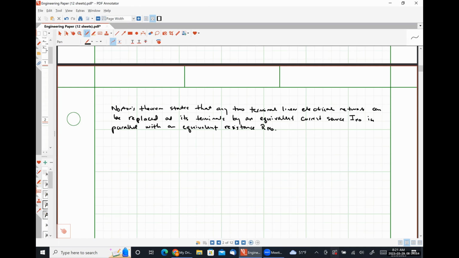Okay. So Norton's theorem says we can replace any two-terminal network with a practical current source, much like Thevenin's theorem says we can replace any two-terminal network with a practical voltage source. There are special rules for determining the current and the resistance that we use in a Norton equivalent circuit. All right.